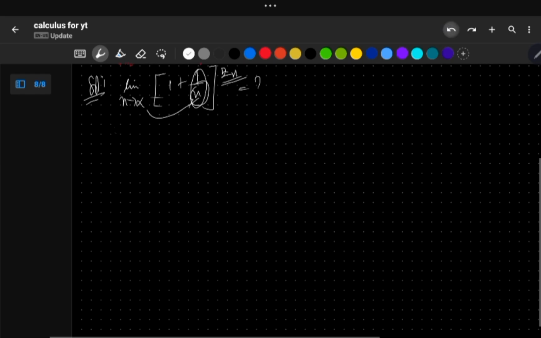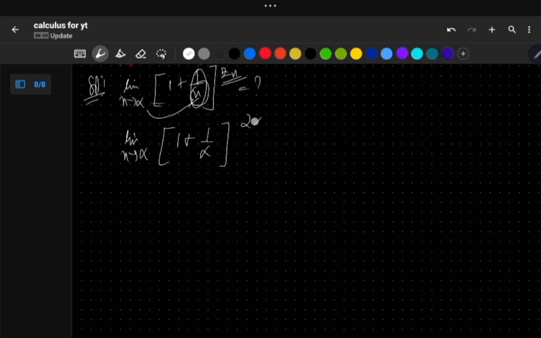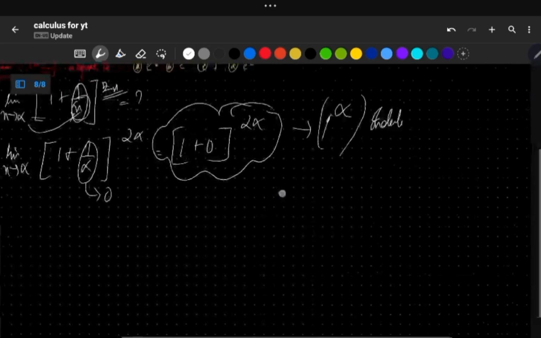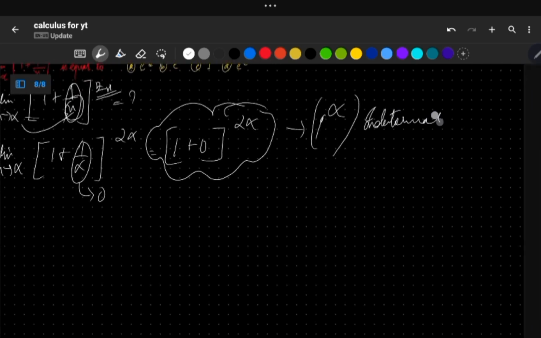Let me solve it for you. Limit x tends to infinity, 1 plus 1 by infinity, whole power 2 infinity. So this term becomes 0, and we get 1 plus 0 to the power 2 infinity. So this is an indeterminate form, right? 1 power infinity, an indeterminate form.